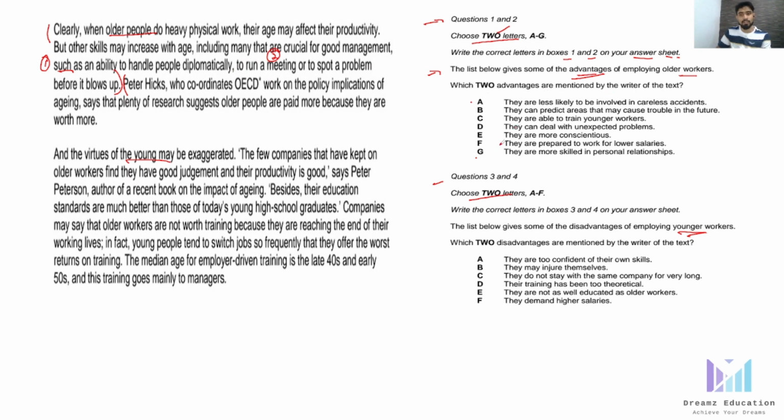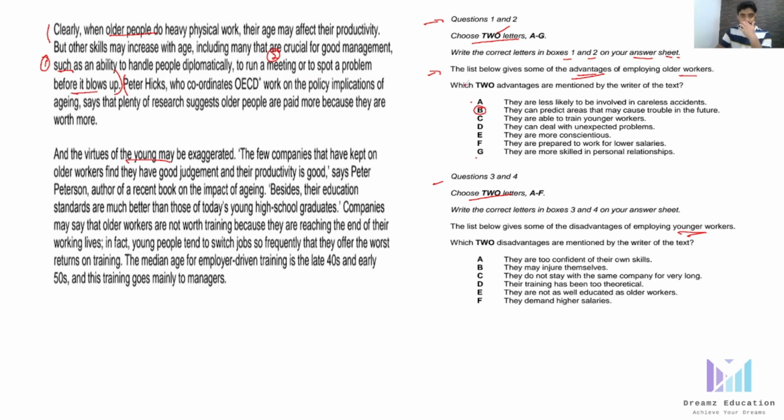All these are advantages, but we have to find which two are mentioned by the writer of the text. What they've said: ability to handle people diplomatically, to run a meeting or spot a problem before it blows up. Now you cannot find the exact same sentences in your options, so we might have to go with the meaning as well. They are less likely to be involved in careless accidents. No, I don't think careless accident. They can predict areas that may cause trouble in the future. This is something relevant, to run a meeting or spot a problem before it blows up.